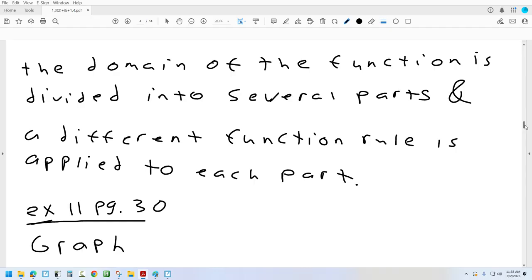Maybe like ticket prices to a concert. If you're under 18, I use this formula to find the price of a ticket. If you're greater than or equal to 18, I use a different formula to find the prices when you buy tickets. So you generally split the domain into several parts, and you give a formula for each part.